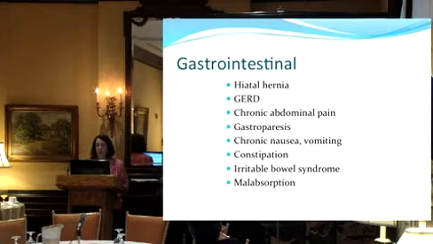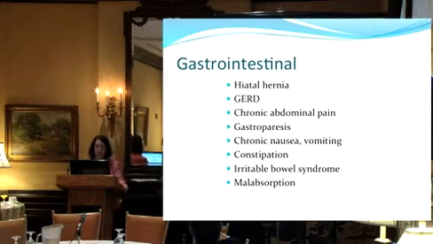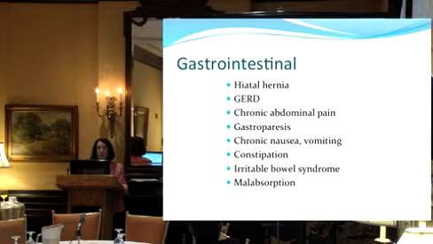In the GI system, we see hiatal hernias and gastroesophageal reflux. Chronic abdominal pain can be a major, major problem. Gastroparesis, which is subsequent to the autonomic dysfunction, with chronic nausea and vomiting, and constipation, actually can be life-threatening. Some of these patients have very, very serious constipation. Several patients, to my knowledge, have had to have colectomy as a result of their constipation. So that's the degree of severity we're talking about.